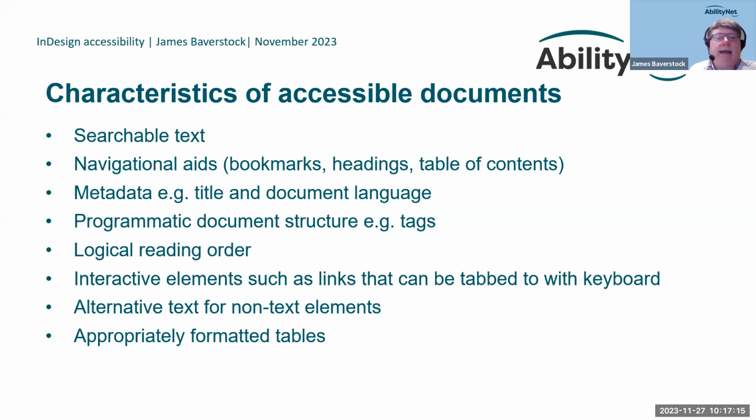And again, we'll look at how we can determine this within our InDesign documents before we save them to PDFs. We also want to make sure that if we have interactive elements like links or form controls, that we can tab to them with a keyboard so that they're keyboard accessible. And we want to make sure that if we have informative non-text elements like images, charts or graphs, for example, that we have appropriate alternative text for them. So we have a text version that can be read out for screen readers.